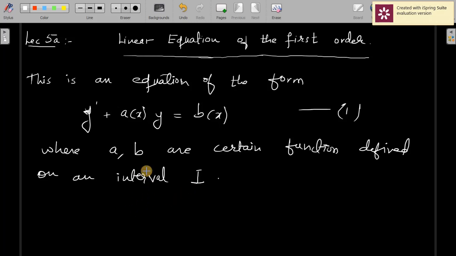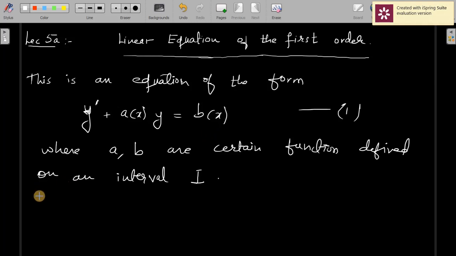Now, any equation in this form, where y prime denotes the first derivative of y with respect to x, can be called a linear equation of the first order. Now there are cases. You can see that this is a function independent of y. So if this is equal to 0, then we call this given equation a homogeneous equation, and if this is not equal to 0 on I, then it is called a non-homogeneous equation.